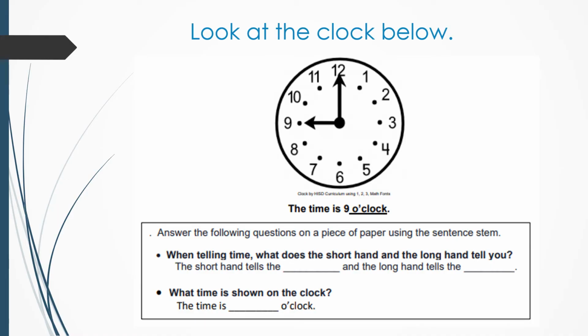Look at the clock below. Answer the following questions on a piece of paper using the sentence stem. When telling time, what does the short hand and the long hand tell you? The short hand tells the hour and the long hand tells the minutes. What time is shown on the clock? The time is 9 o'clock.